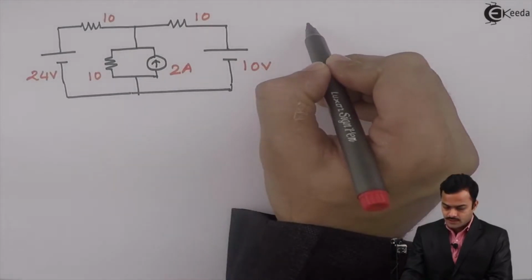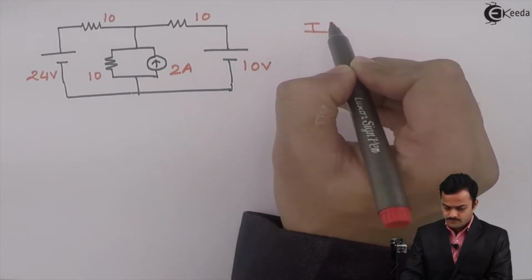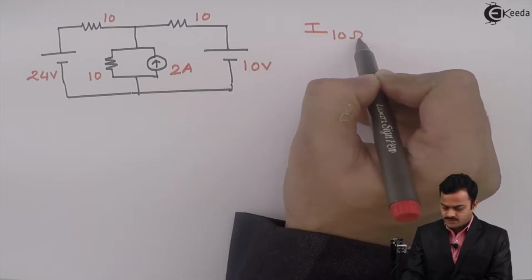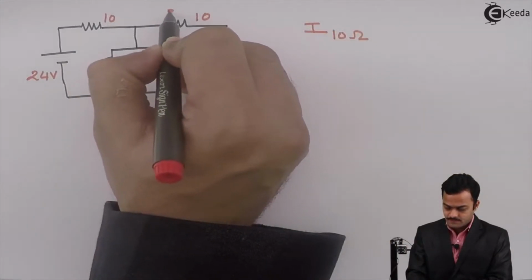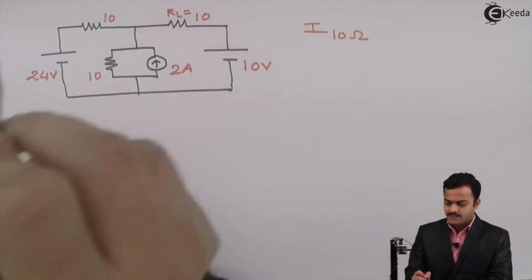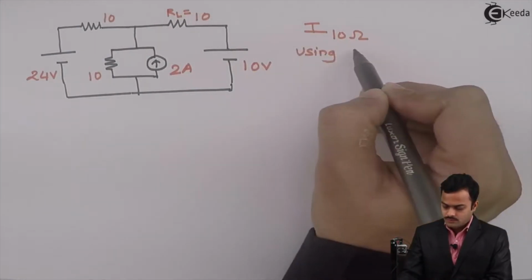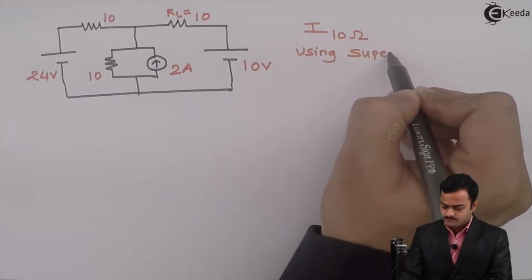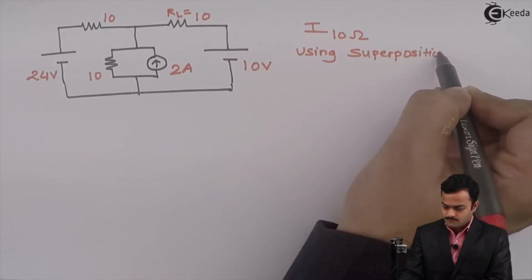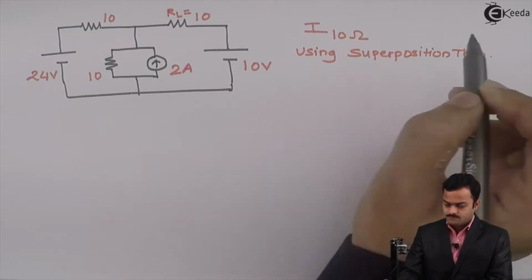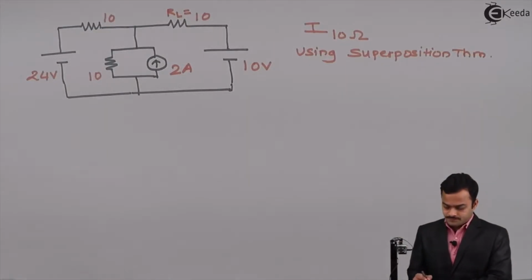Objective is to get current flowing through 10 ohm resistance, which is this, which I denoted as RL, using superposition theorem. Now let's solve.